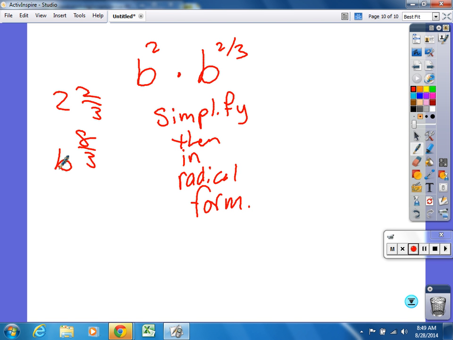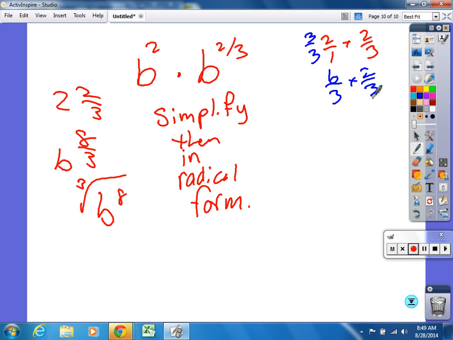Are we in radical form, though? Nope, we're not. Yep, b to the 8th underneath the cube root there, right? And that would be our final answer. Pretty simple. Just to let you know, once again, I could have done it this way, 2 over 1 plus 2/3. Once again, I need to get a what? Common denominator, right? So I times 3 top and bottom to get 6/3 plus 2/3, which is once again still our 8/3. Okay?